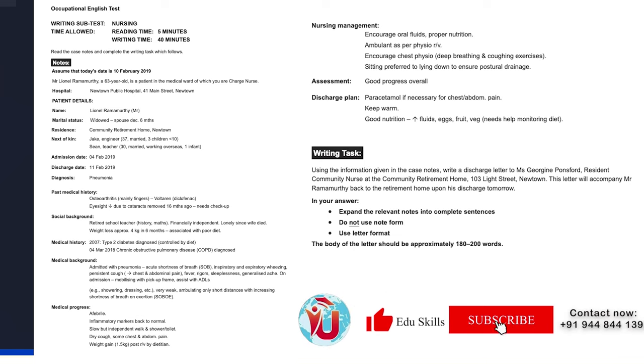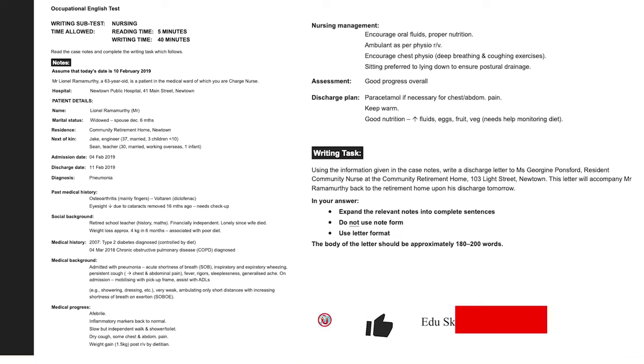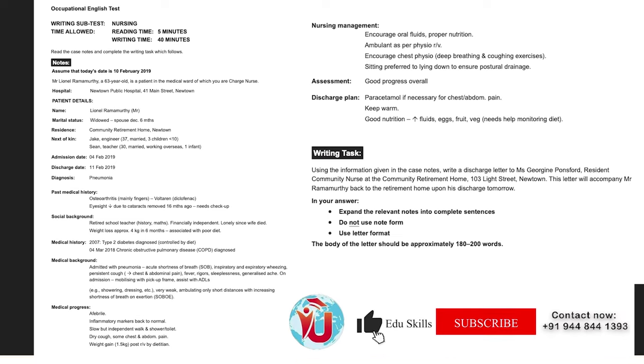Can you see it, Soniya? Is it visible? Yes, it's visible. Hello friends, is this visible for you? Yeah, it is visible. Or else you can use the PDF file from our main platform, where the Leonel Ramamurthy case note is available.